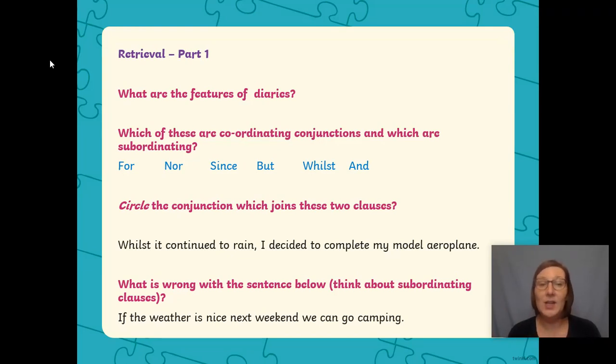The second question is, which of these are coordinating conjunctions and which are subordinating conjunctions? We've done a lot of work on that over this last week, and you have been fabulous at it. So I bet you'll be able to answer this quite quickly and easily. And the next question, I want you to circle the conjunction which joins these two clauses together, okay? And then the last one, what is wrong with the sentence below? And think about your subordinating clauses. So I want you to pause the video here and have a go at this one now.